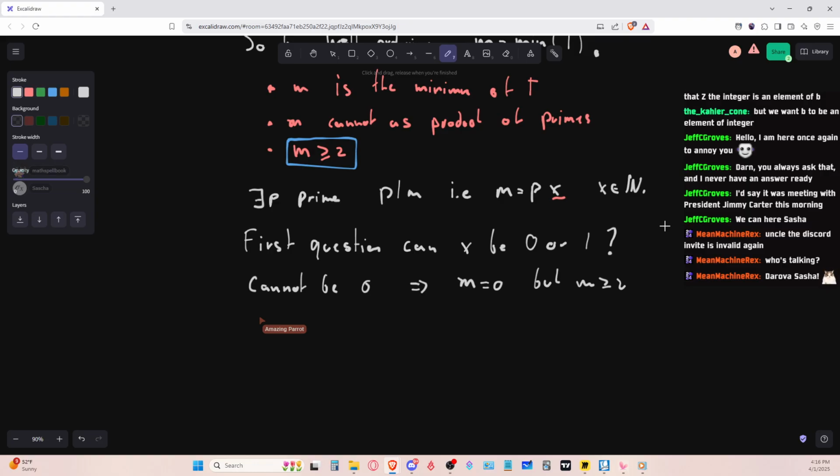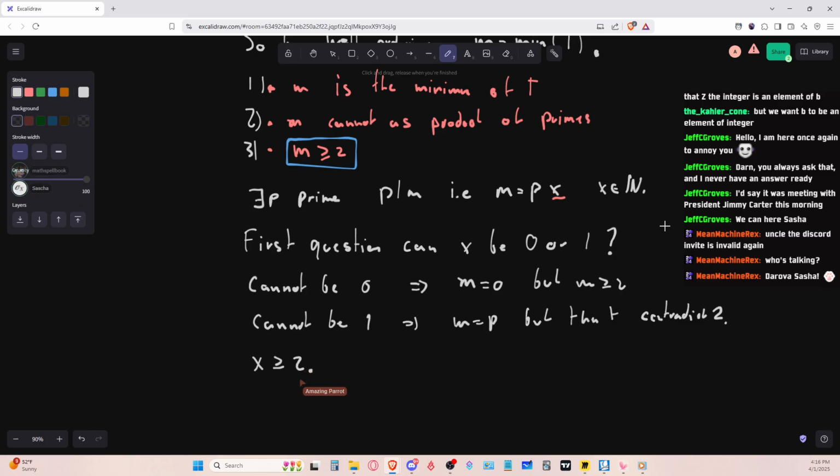Right. So maybe I can just label those. So let me call this one first property and this one second property. Cannot be 1 because otherwise m equal to p, but that contradicts the second property. Okay. So what we're left with is that x has to be greater or equal to 2.